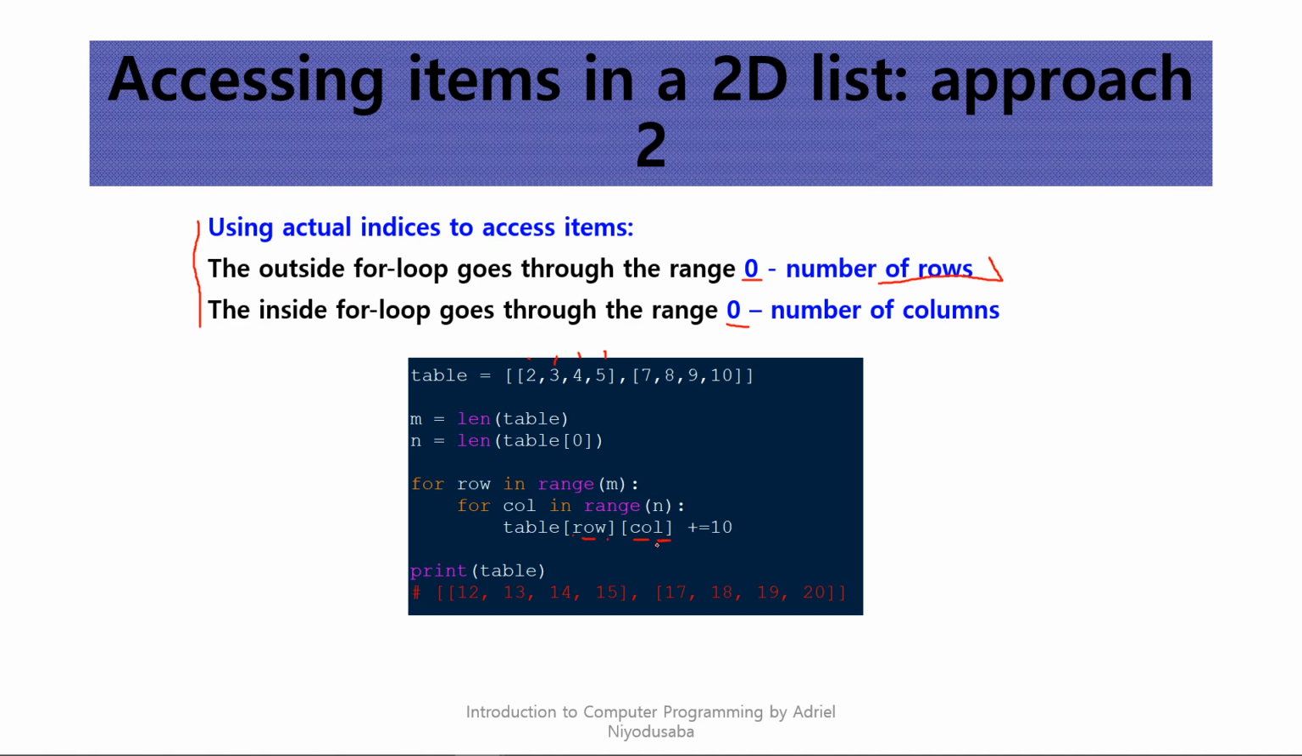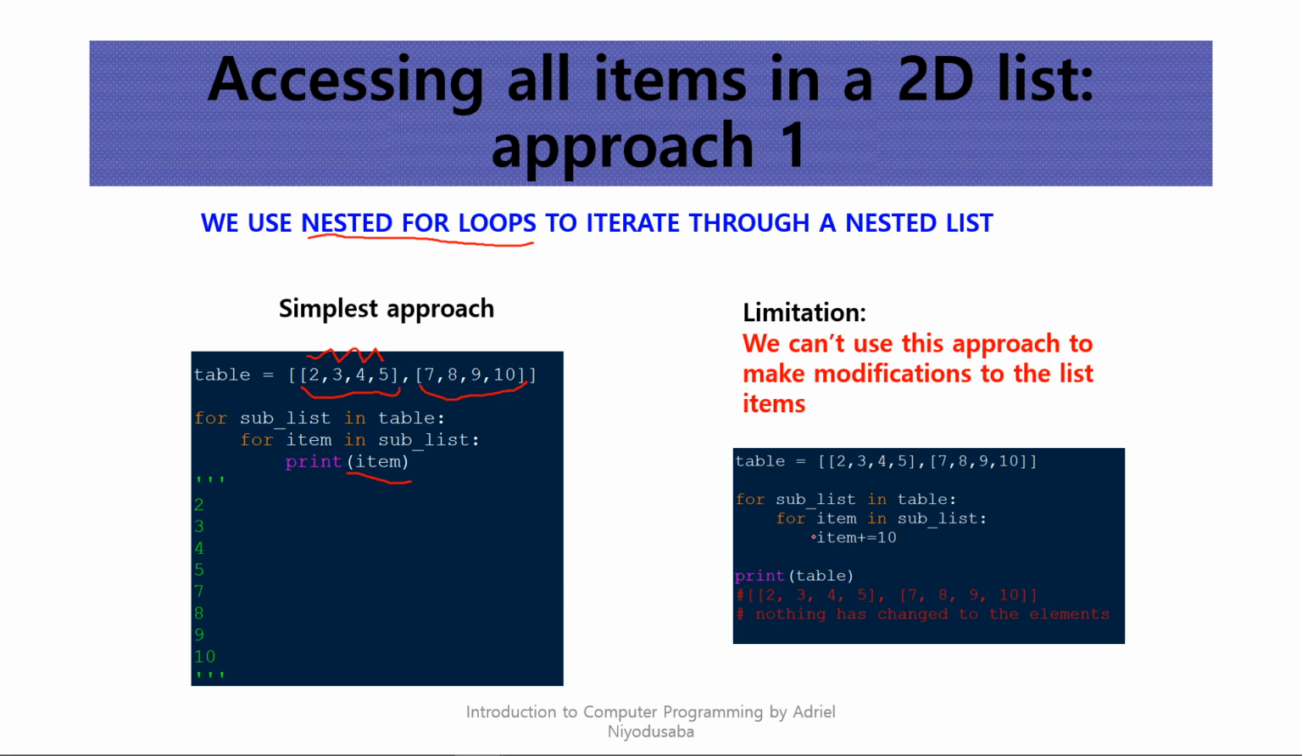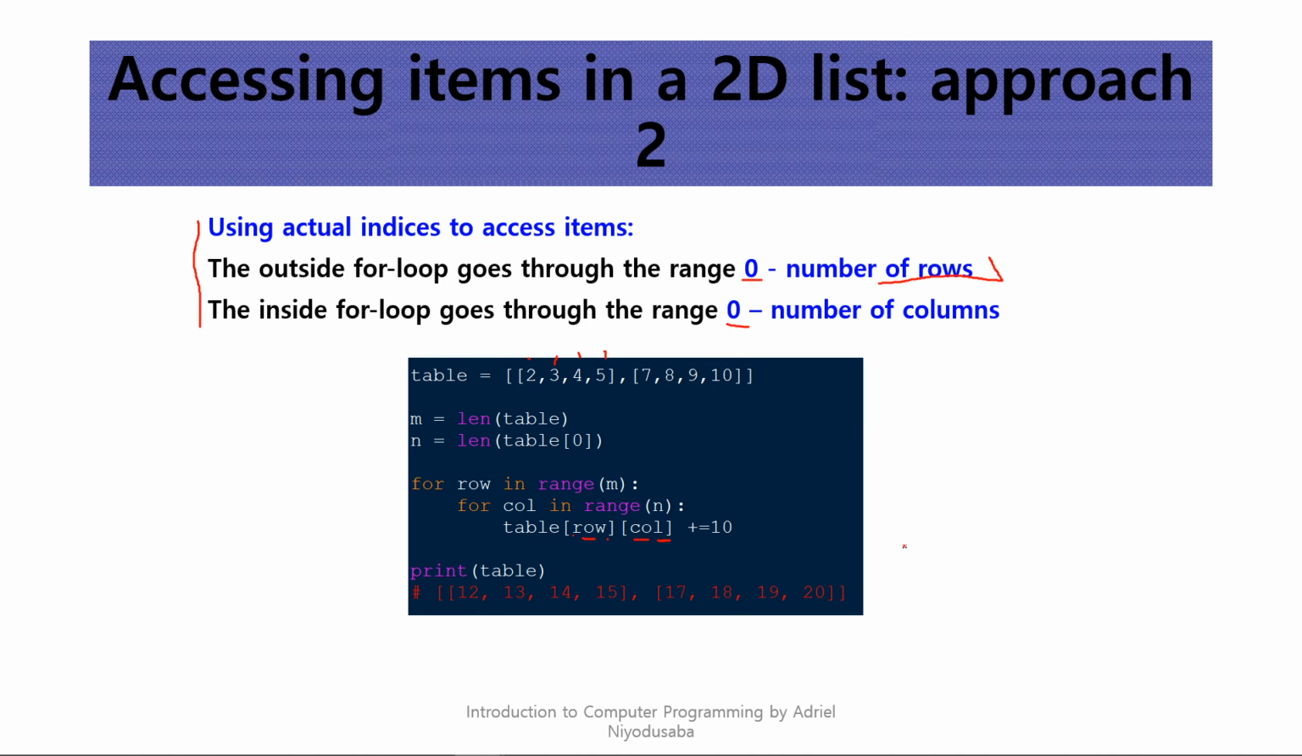We can perform any possible modification we want to do. And now notice that if at the end of these loops we print table, it will have been changed. Every item will have been incremented by 10. With approach 1 we could not do this. You see, we tried to do it, and after printing there was no change because none of the items was modified. So if you want to modify, you definitely need to have the indexes.